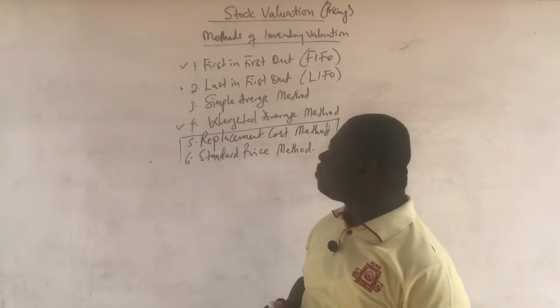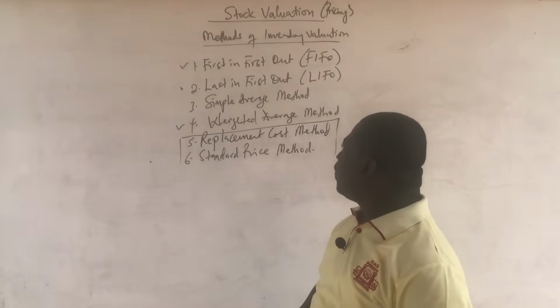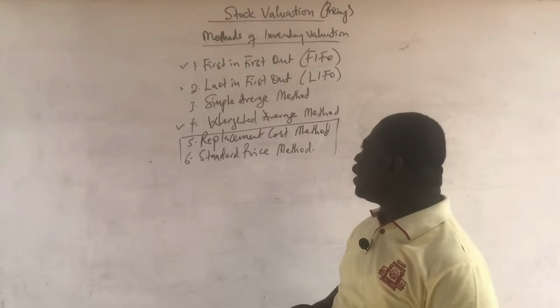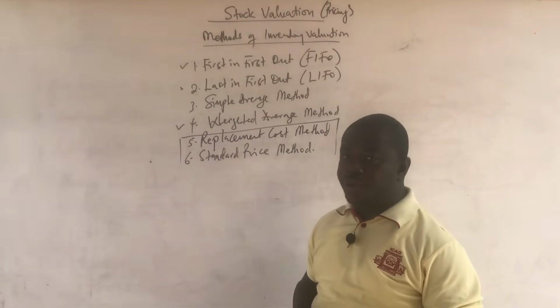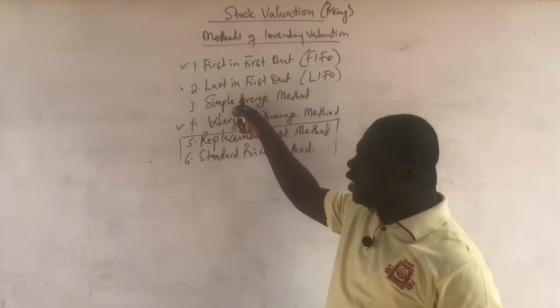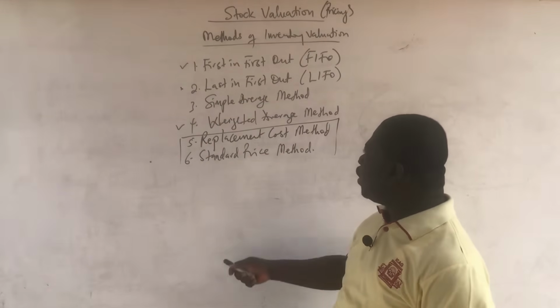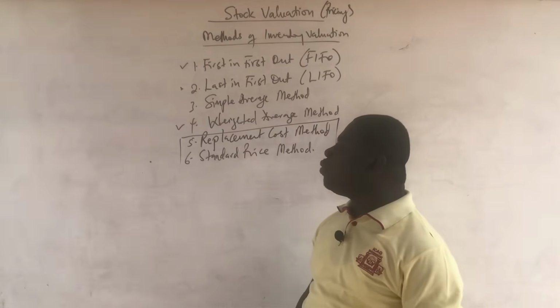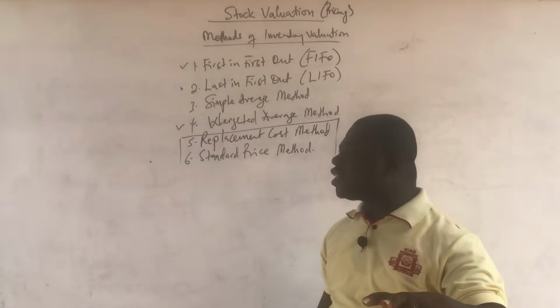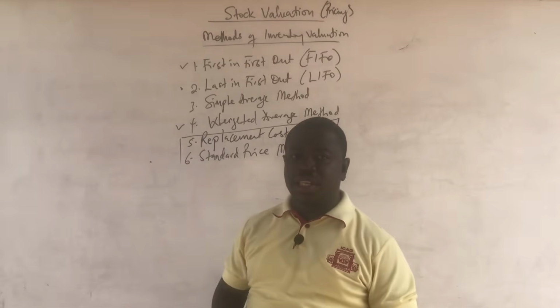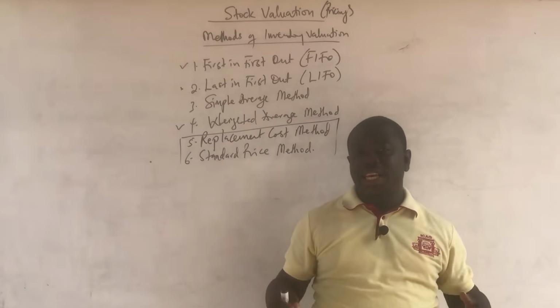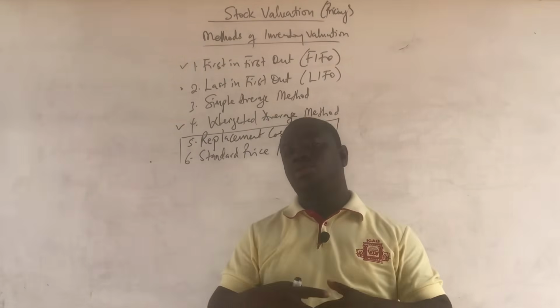Now, when we come to the averages, we have the simple average and the weighted average. In practice, the simple average is not very logical, and it's not really prudent. And so we always want to stick with the weighted average method. So in principle, the first in, first out method and the weighted average method are the two methods that are widely acceptable. And that is what we are going to deal with.